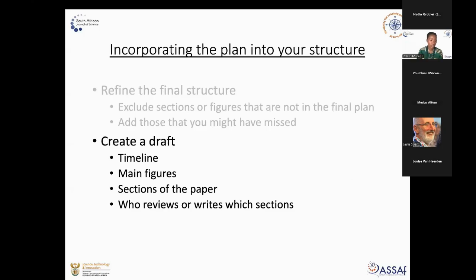Then create a draft, do a timeline for you and your co-authors. In this draft, you're going to be adding figures, main figures, supplementary data, maybe at the bottom, have sections to the paper that you've discussed with your co-authors that you were planning with. And then here you would even say the section is going to be reviewed by this person, or is going to be written by this person.